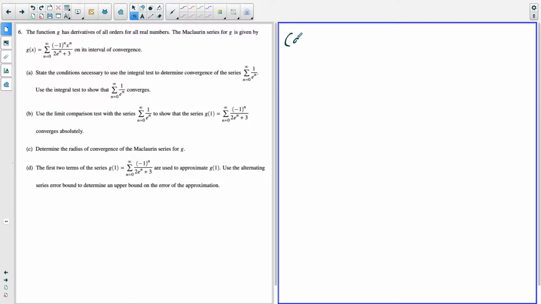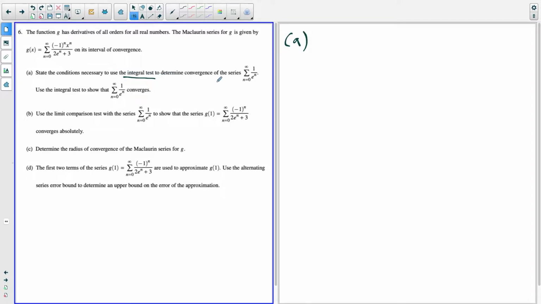For part A, the first thing we have to do is state the conditions necessary to use the integral test, and then determine the convergence of this series here. In order to use the integral test for this series, we need to look at the corresponding function 1 over e to the x and say that it is continuous, positive, and decreasing from 0 to infinity.